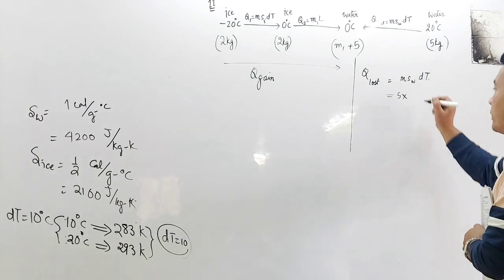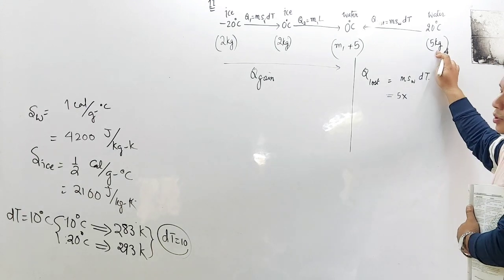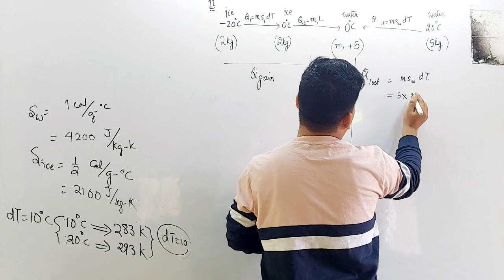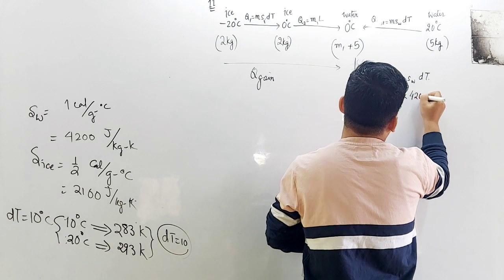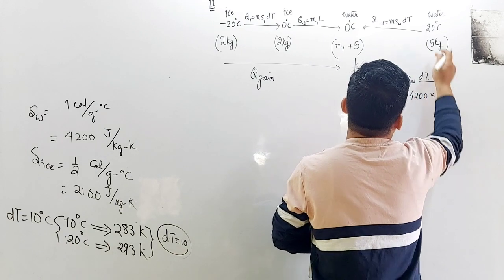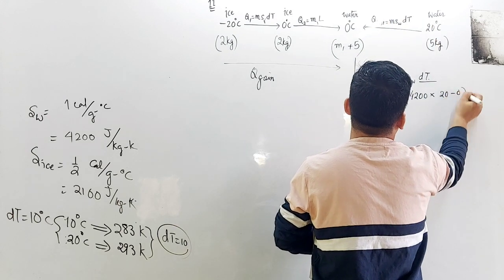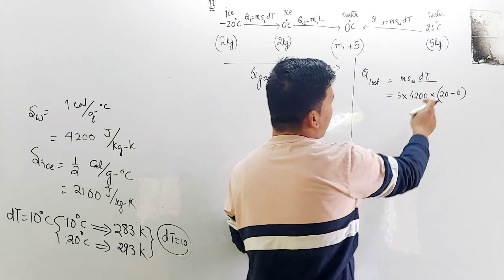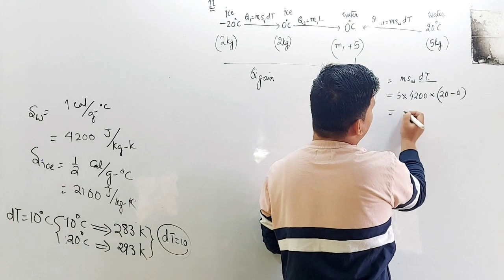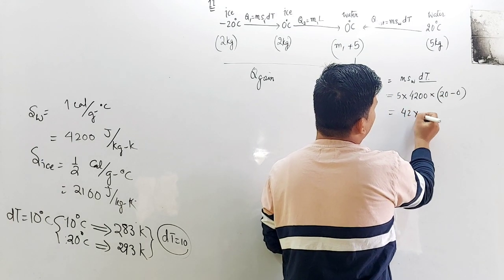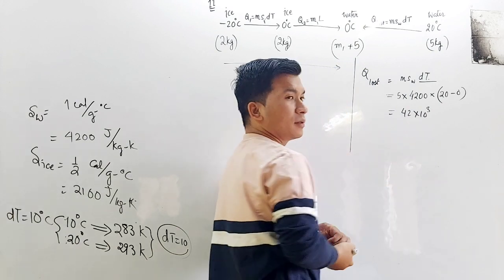And what is the specific heat? This is given in terms of the standard unit. Specific heat will be 4200. And what about dT? The change in the temperature will be 20 minus 0. We multiply this and we will have 42 into 10 to the power 3.